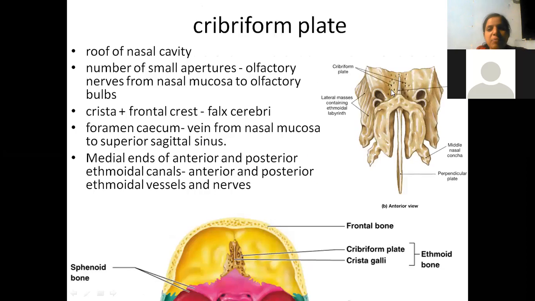Now this is the cribriform plate which you have seen here. This is the complete ethmoid bone. The cribriform plate has a crista galli in the middle. You have this projection, crista galli, which gives attachment to falx cerebri, the sickle shaped fold of dura mater that you have just seen. This actually is forming the nasal septum. That means the cribriform plate is giving the projection which is entering into the middle of the nose.